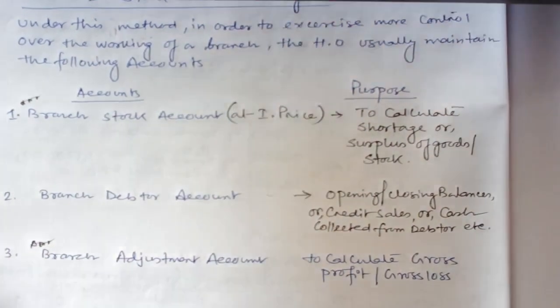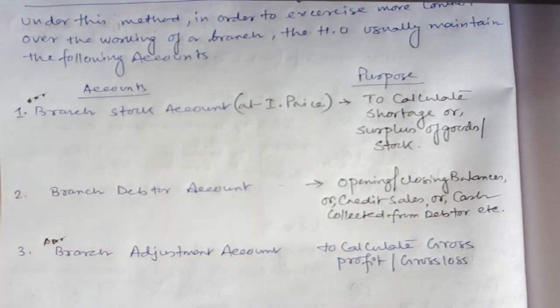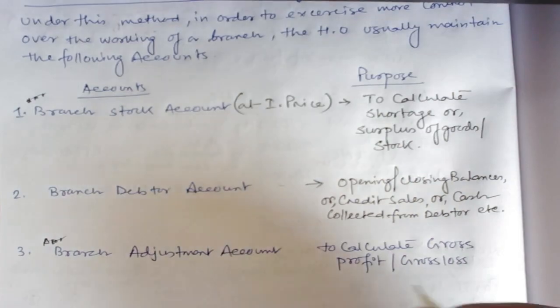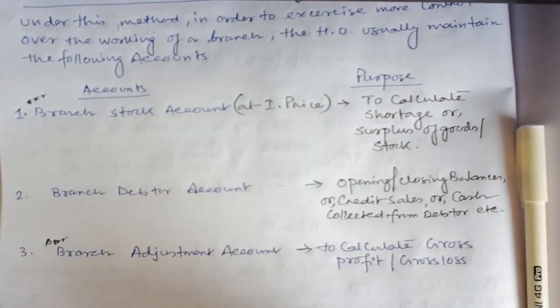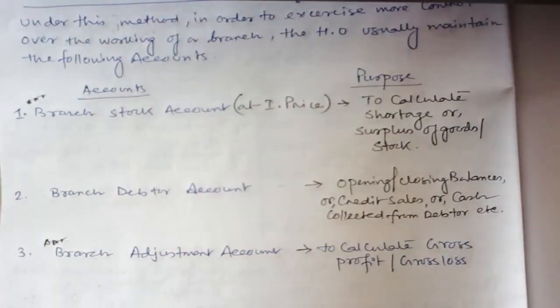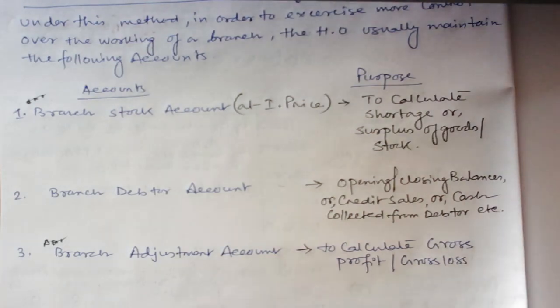To calculate gross profit or the loss. So these are the main three accounts that we need to take care of. Now please note it down quickly. Please note it down. I have written this in blue, no problem. Note it down please. Make a note of that. Quickly.